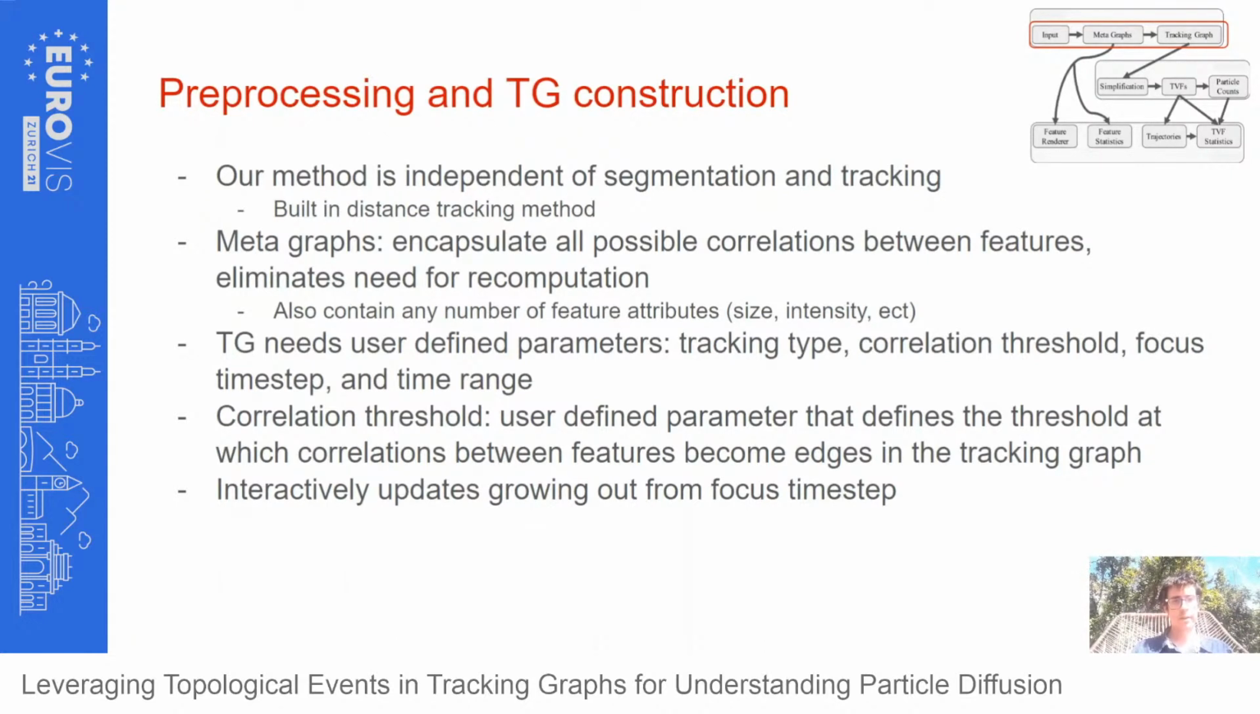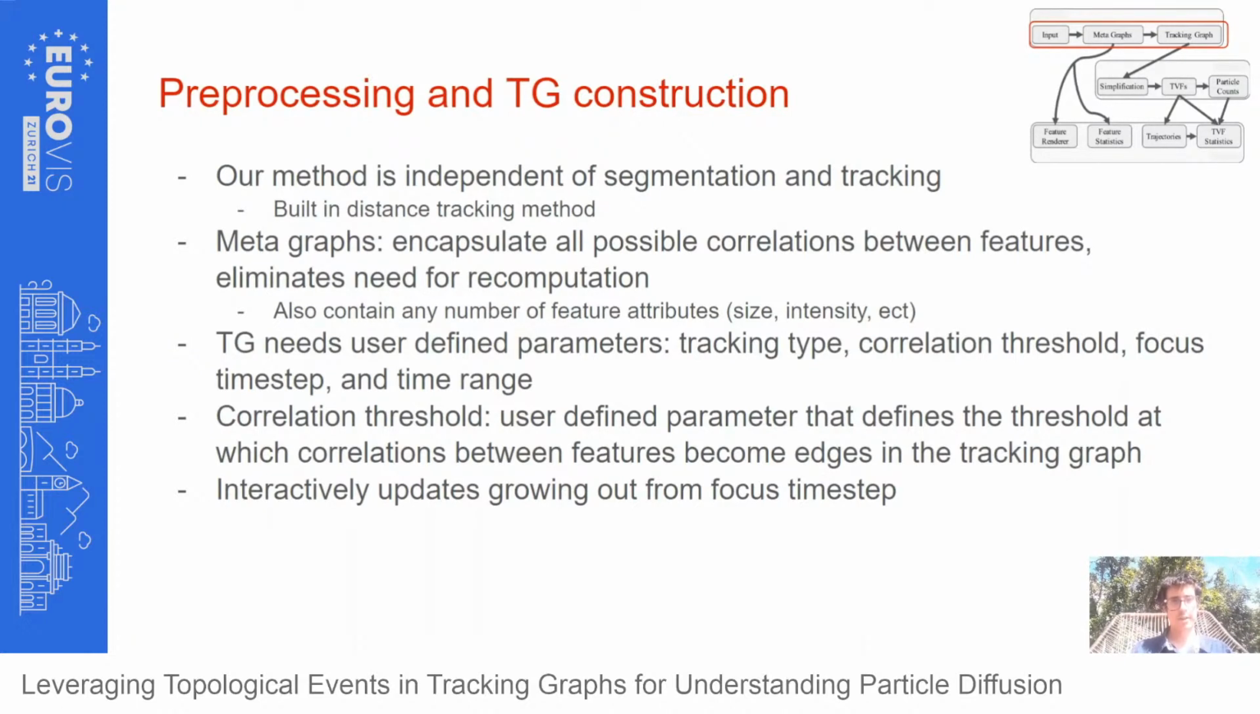The first step for constructing tracking graphs is to first construct metagraphs, which represent all the possible tracking graphs for any user-given correlation threshold for a given data set. For example, in distance-based tracking, this correlation threshold could be the radius around a feature into which to consider correlations for. Once these have been defined, a worker thread is assigned to the tracking graph computation.